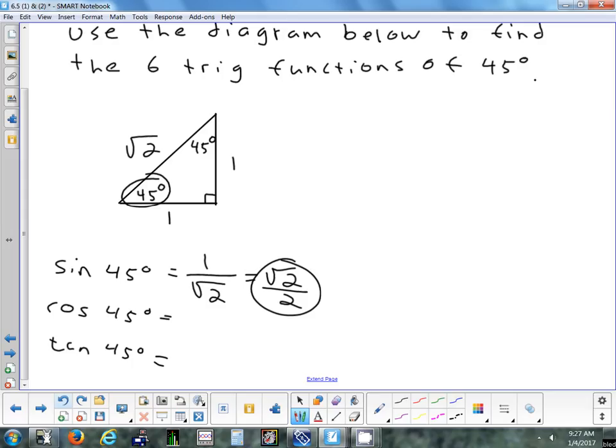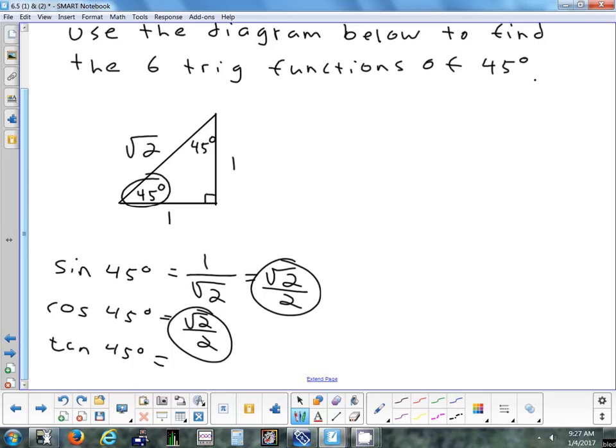About Connor, what's the cosine of 45? 1 over the square root of 2. Yeah, it's the same thing. And it's the same thing because the opposite side and the adjacent side are the same thing. They're exactly the same length. Right? And how about my tangent?